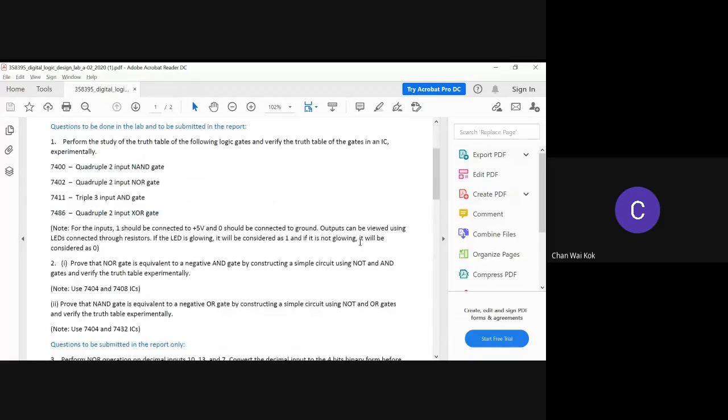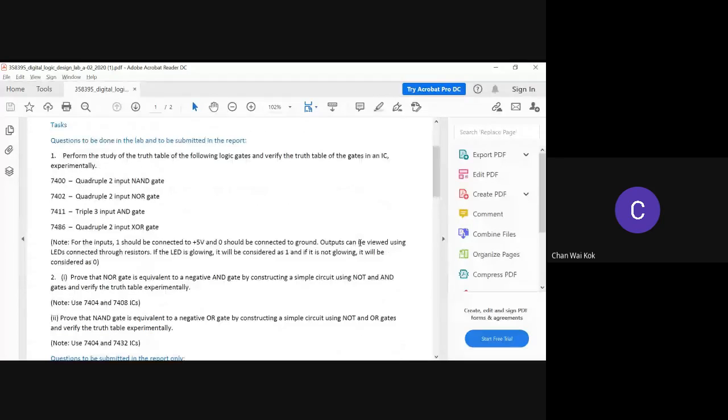So this is the lab that you're supposed to do. You have studied the truth table. Can you see the PDF? Can or cannot? Okay, can you see the PDF? Yes? Okay. So perform the truth table and the logic gate using the IC.